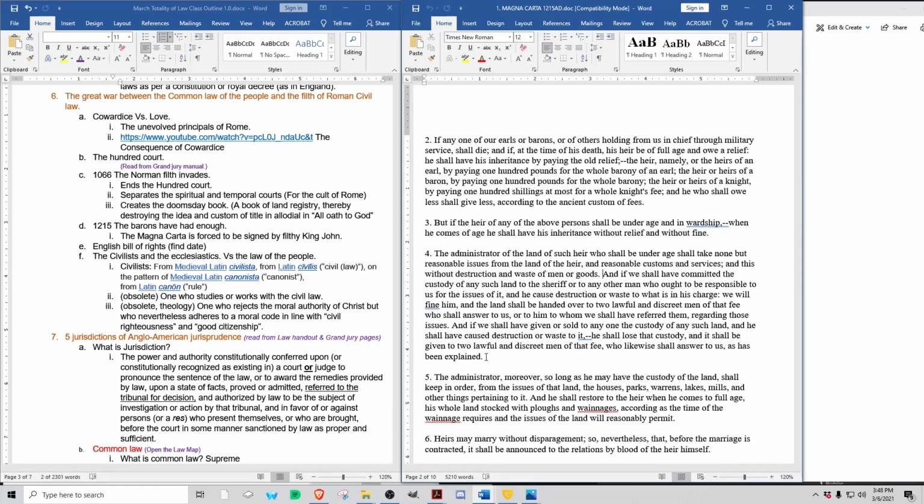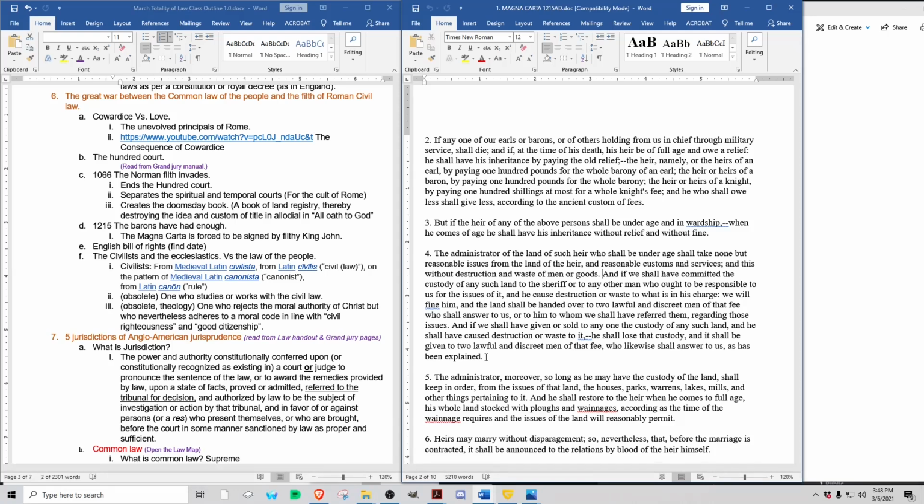And if we shall have given or sold to anyone the custody of such lands, and he shall have caused destruction or waste to it, he shall lose that custody, and it shall be given to two lawful and discreet men of that fee, who likewise shall answer to us, as has been explained.